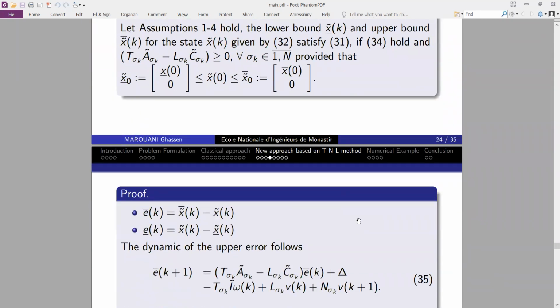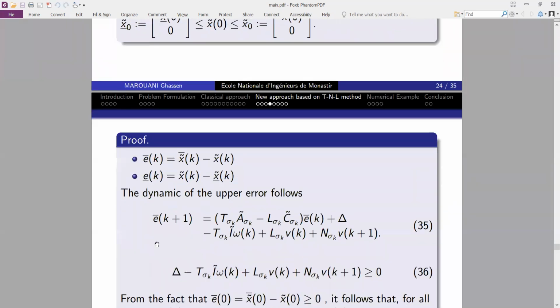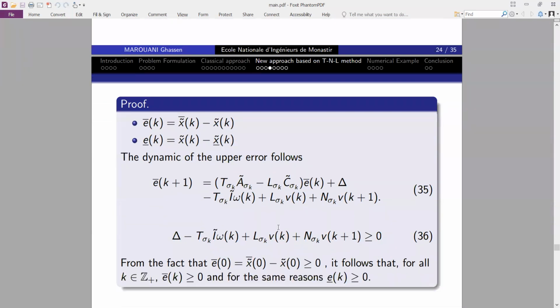Some element of proof of this theorem. We have to introduce the two vectors of estimation error, the overline vector and the underline vector. Then we have to calculate the dynamic of the upper error. We calculate the dynamic of this vector.